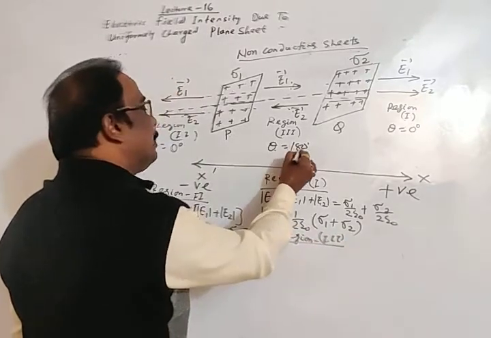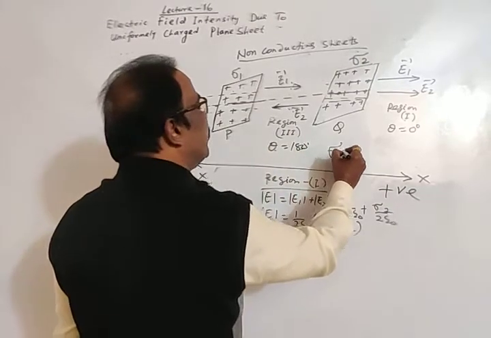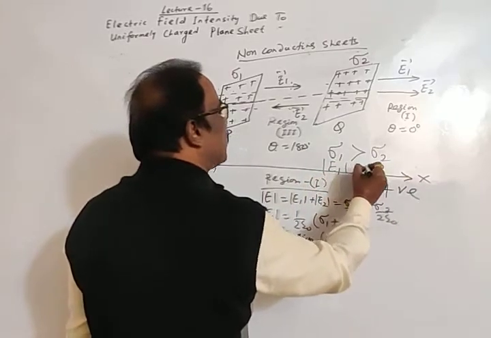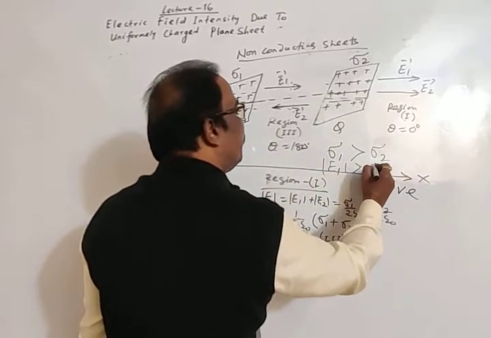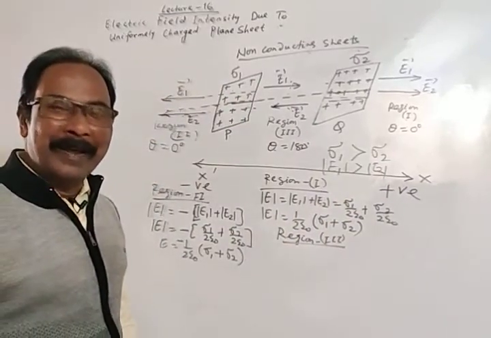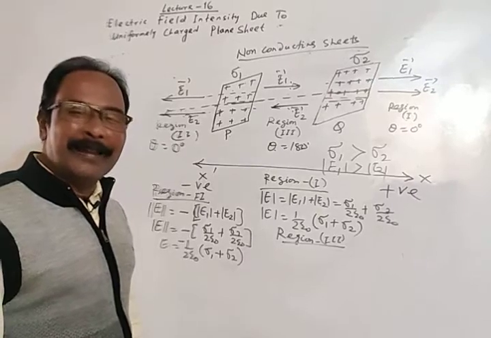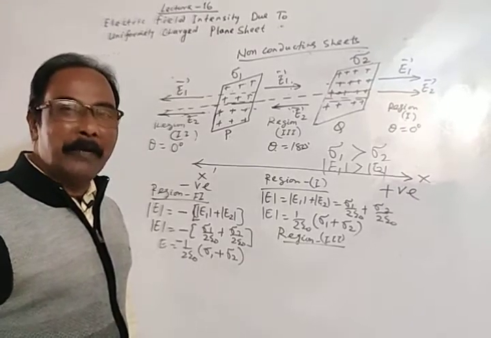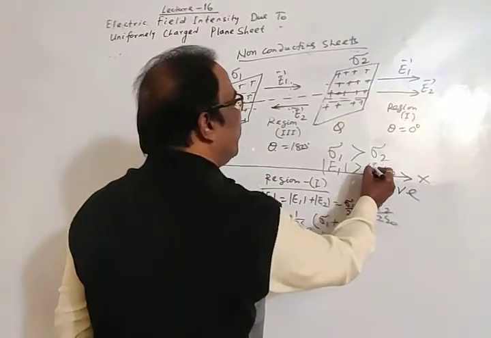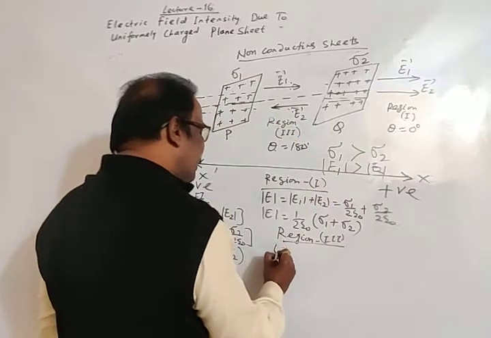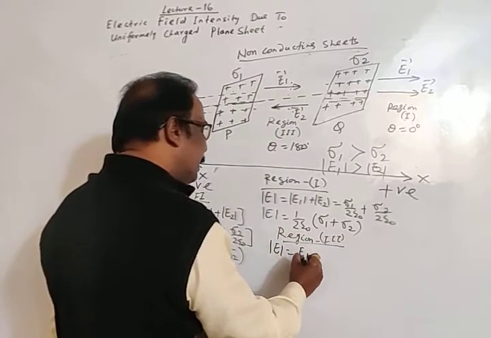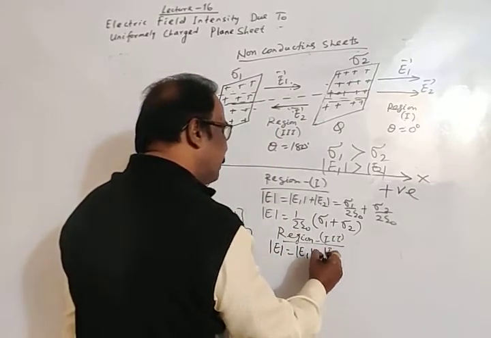For region 3, the angle is 180 degrees. If we assume sigma 1 is greater than sigma 2, then the magnitude of E1 is greater than the magnitude of E2, since the electric field is sigma divided by 2 epsilon naught for a non-conducting sheet. Again, the angle between them is 180 degrees. The two electric fields are in opposite directions, so the magnitude of the resulting electric field is the magnitude of E1 minus the magnitude of E2.